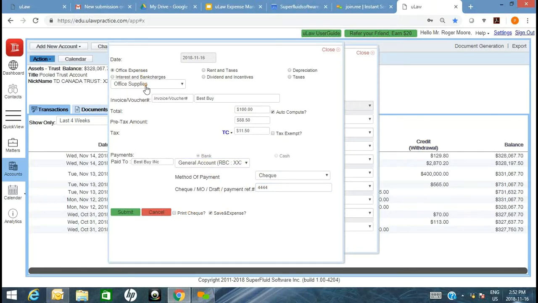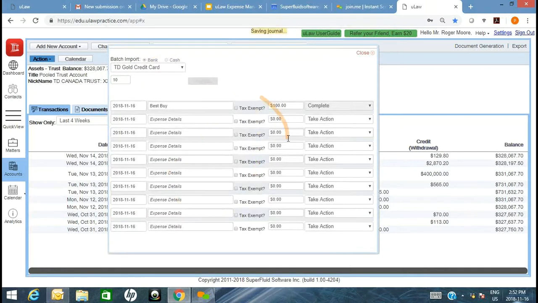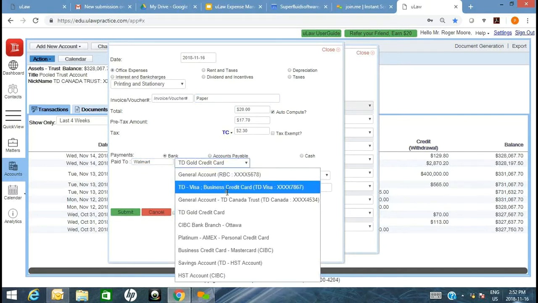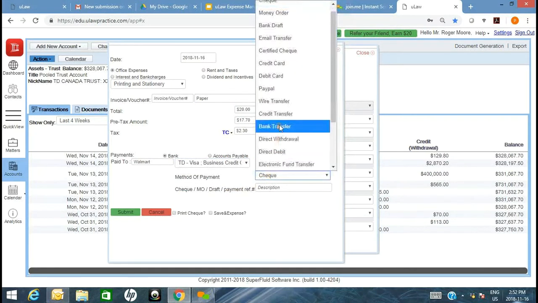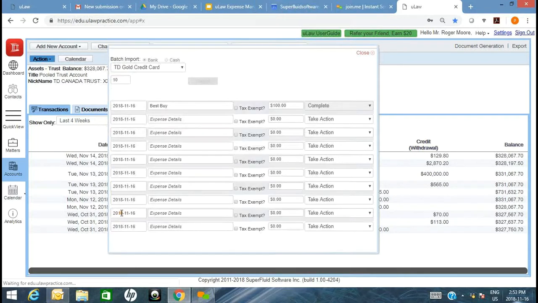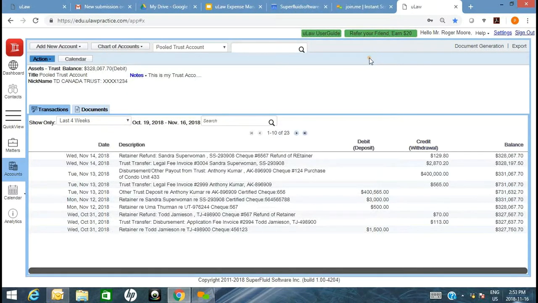You can actually just say save an expense too. Automatically goes into your office supplies. And do the next expense as well. Okay. This could be paper, $20, Walmart. And this could have been out of your business credit card. So it's as simple as that to be able to enter expenses as and when they occur.